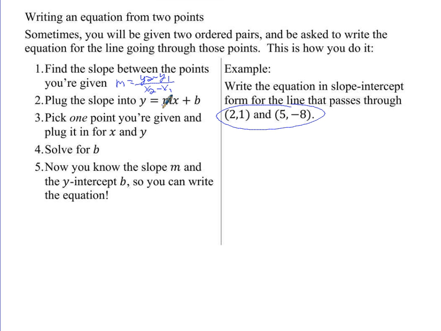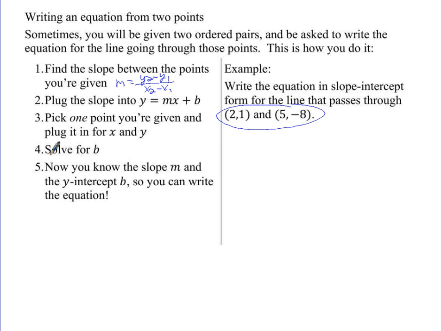Then once we do that, you can pick one of the two points that you're given. It doesn't matter which point you pick. Pick one of them. Whichever one looks like it has easier numbers is my advice. Plug it in for x and y. So that's an x, that's a y. Whichever point you pick, plug one in for x and the other in for y. Once you do that, you'll have a number here times a number here, plus b.